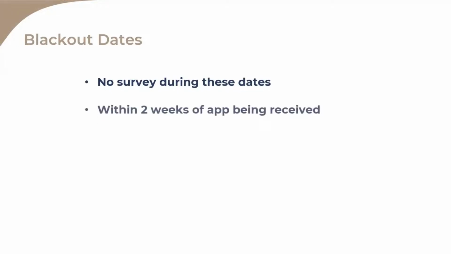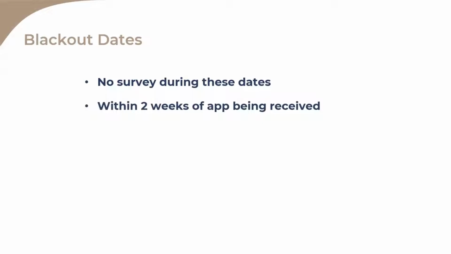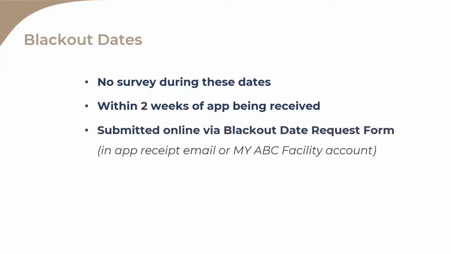Now, this can be very helpful if you already know that you have a wedding to attend or a vacation planned. To guarantee accommodations of your blackout dates, your request needs to be submitted to ABC within 2 weeks of the date your application is received. All requests for blackout dates must be submitted via our online blackout date request form by the deadline provided in your facility's application receipt email. You'll receive that in the email you get.